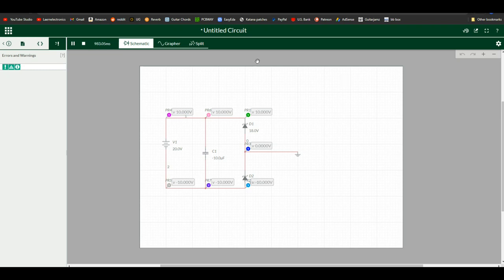Okay, so remember, we're bringing in 20 volts from the battery, but our little Zener splitter here is making our positive rail 10 volts, and it is making our negative rail negative 10 volts. And our center tap here is 0 volts. So, I mean, it's just a super quick and simple way to set this up.